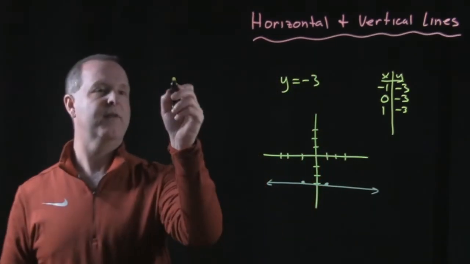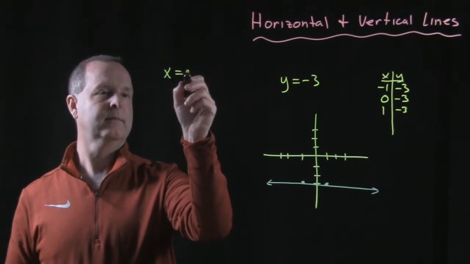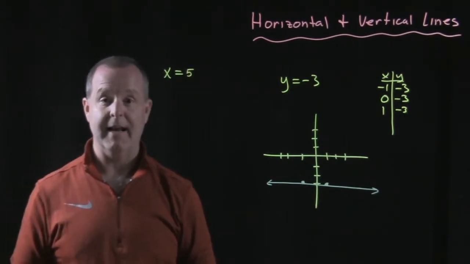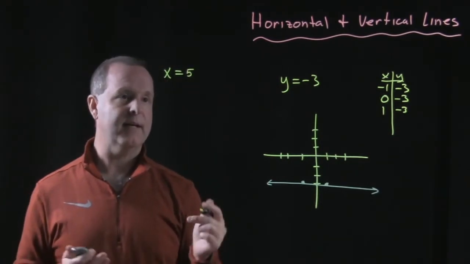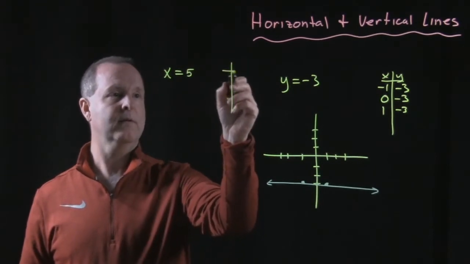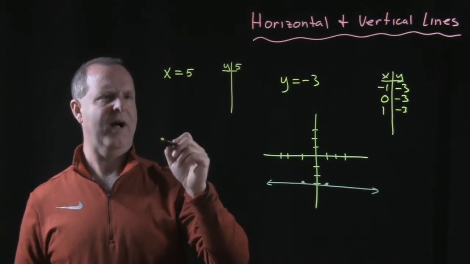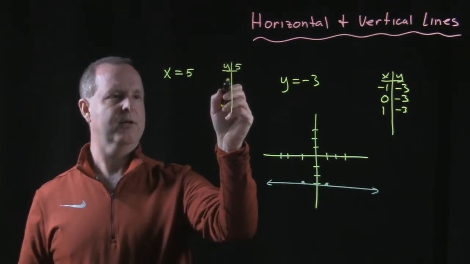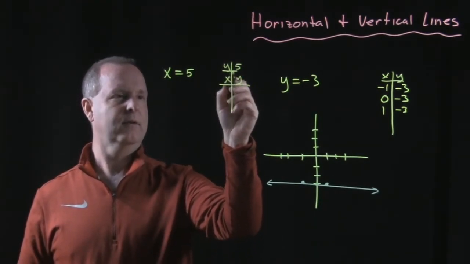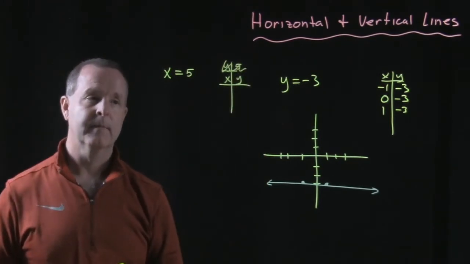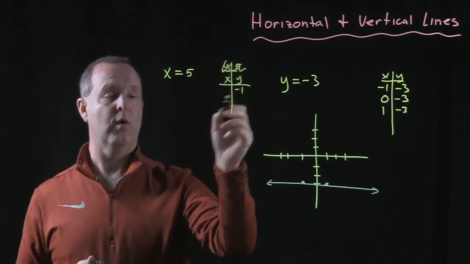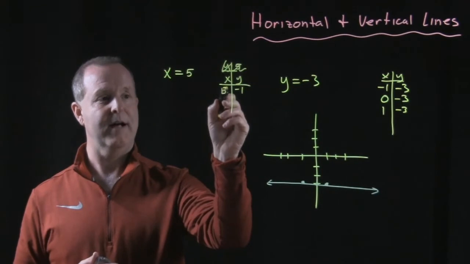Now let's look at what a vertical line could possibly look like. Let's try x equals 5. What do you think is going to happen? Well, we can try the same thing. We can draw a little bit of an xy table. There we go. So if y were -1, solve that, x would be 5.